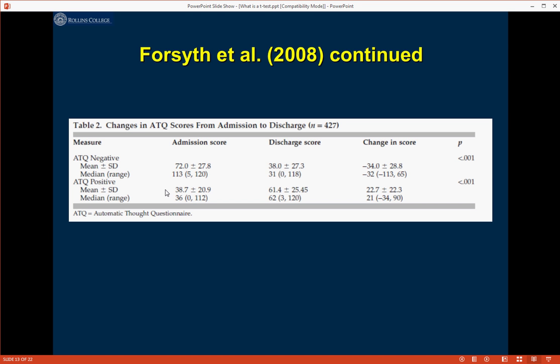You come over to the change score then as a result, that 38 minus 72 is negative 34.0. So you should see a negative score here for the change on ATQ negative, positive score for ATQ positive. Then they record the p-value. What's the probability that this different score would occur by chance or measurement error? And the probability of that occurring by chance or measurement error is less than 1 in 1,000. So p is less than 0.001. The probability that you would see a gain in mean scores of 22.7 by chance, again, is very slight, less than 1 in 1,000.